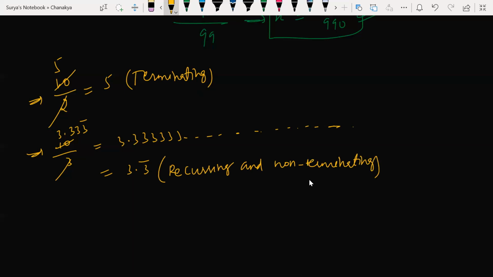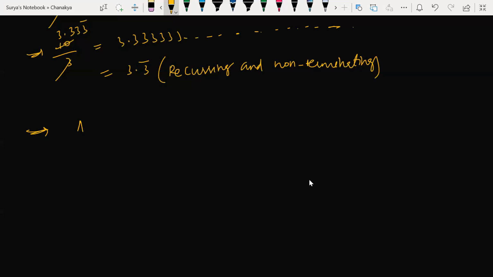Okay, very simple. Next, if I talk about pi, what is the pi value? 3.14 and so on. Pi value is an irrational number. 22 by 7 is rational. If you divide this, beta, you will be getting 3.14159265358979323846, and so on.